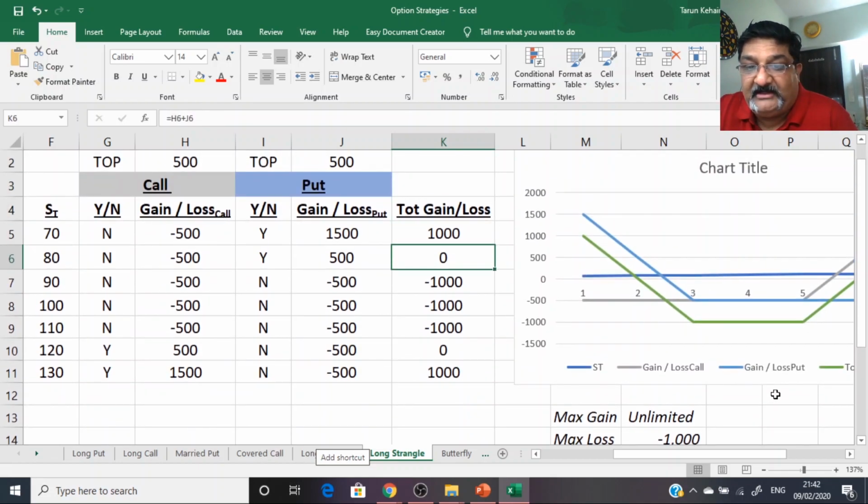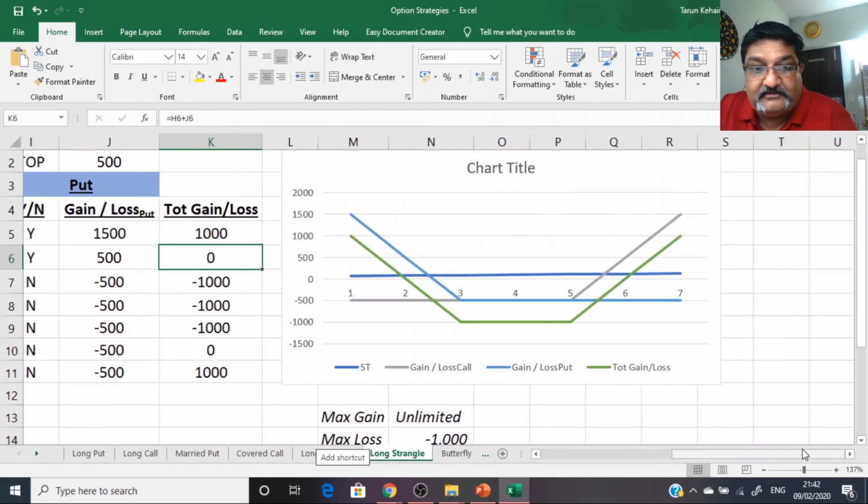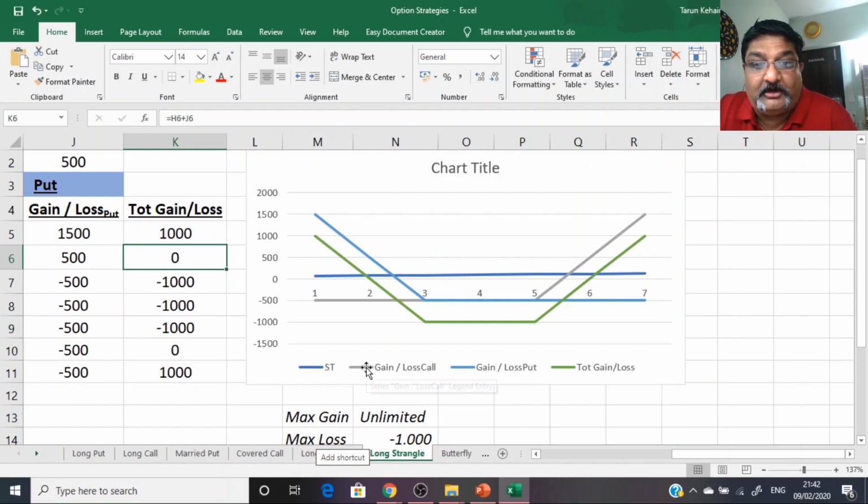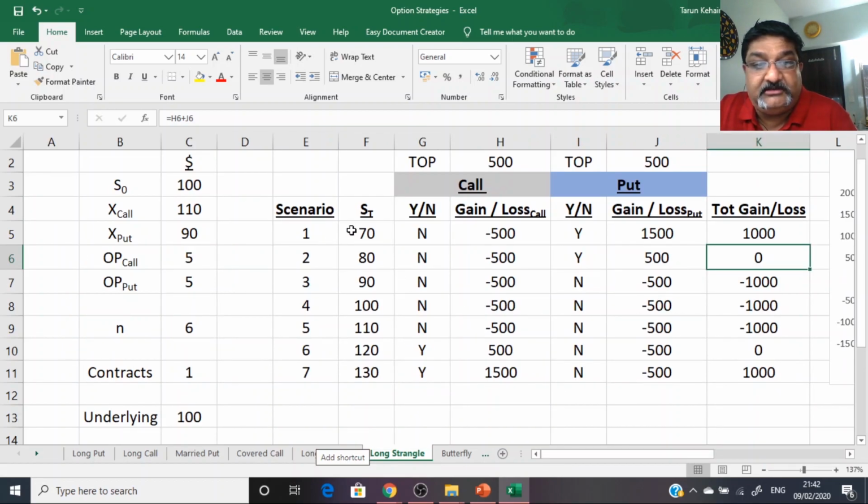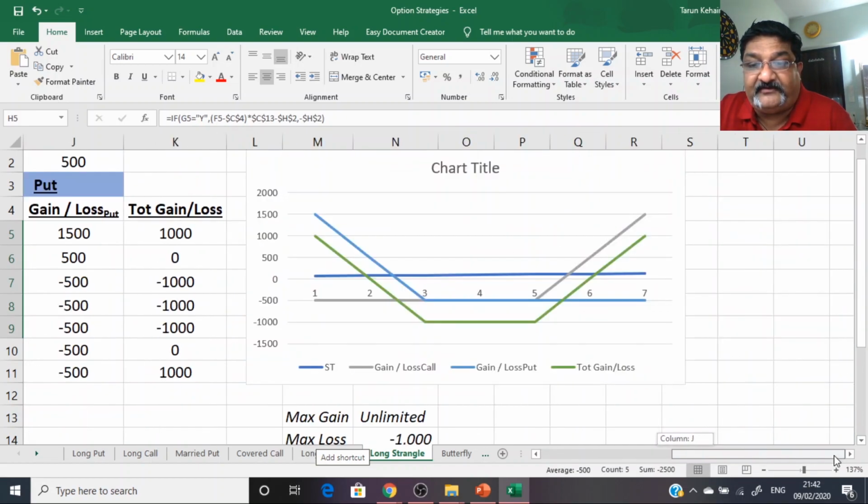So now let's look at the graph. If you look at the call option, this is the one in the gray. It stagnates because in the initial parts, if you look here, in the first 5 scenarios you don't exercise the option at all. Therefore, your loss remains at 500, right? That's the same at 500. After that, it starts rising. There's no limit to the gain which you can make.